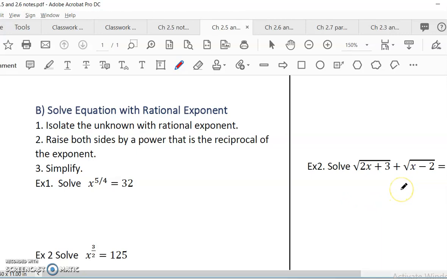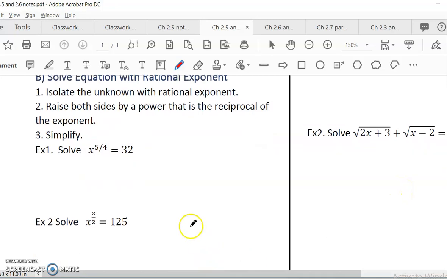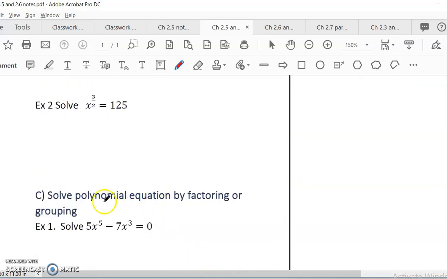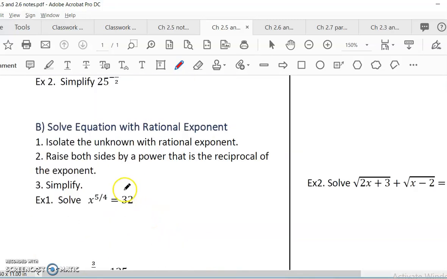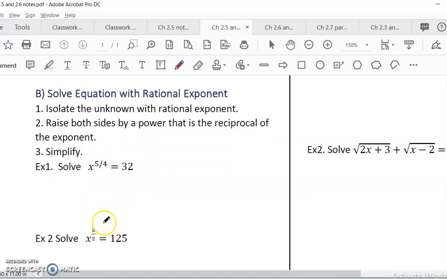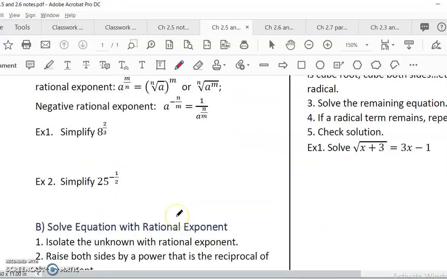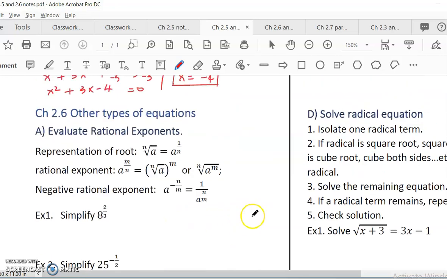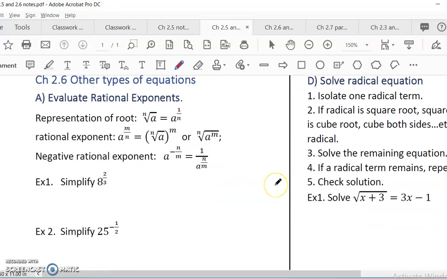So before we solve, the first one is to solve those with an exponent that is a rational number. That means a fraction exponent. Okay, so how do we solve those? We would use something called the reciprocal of that exponent to solve. So first of all, let's look at what is the meaning of a rational exponent.